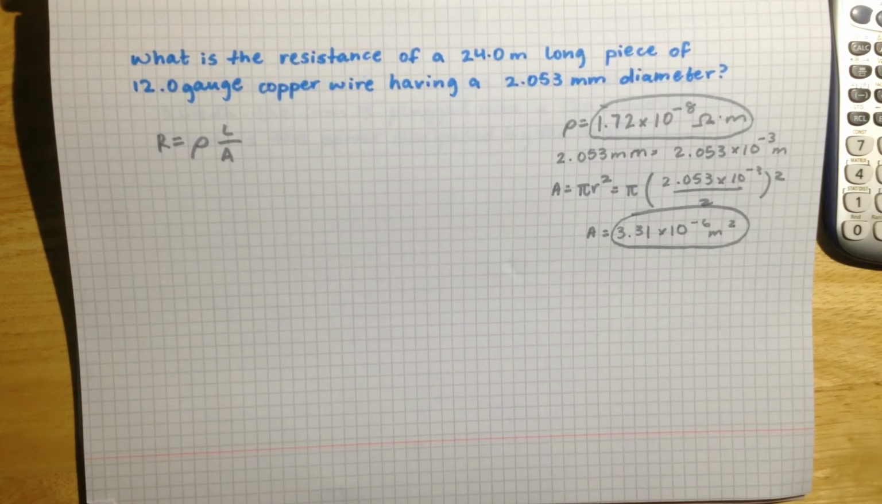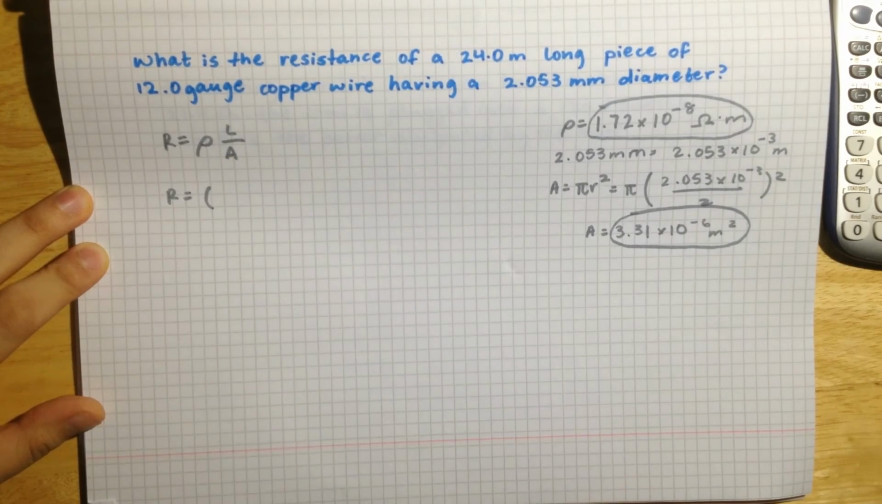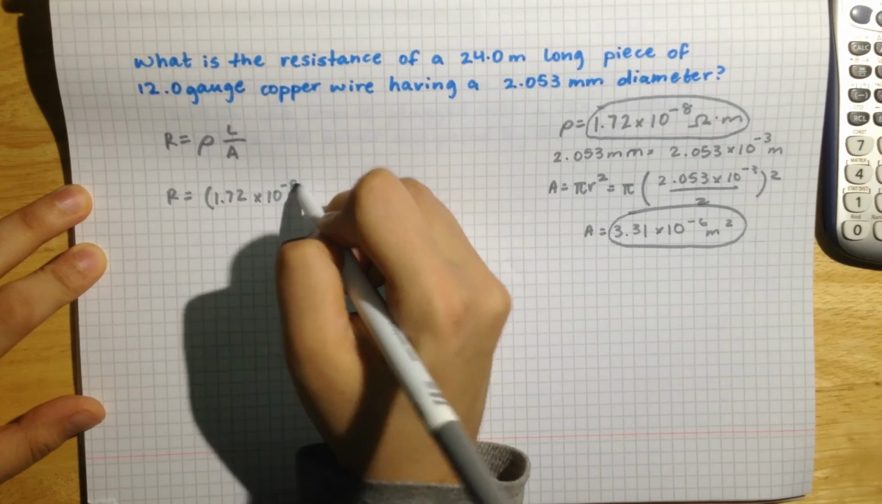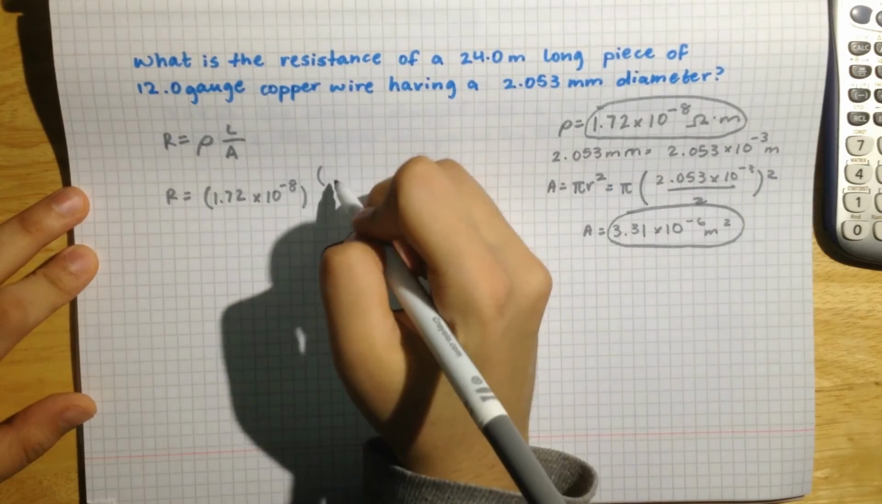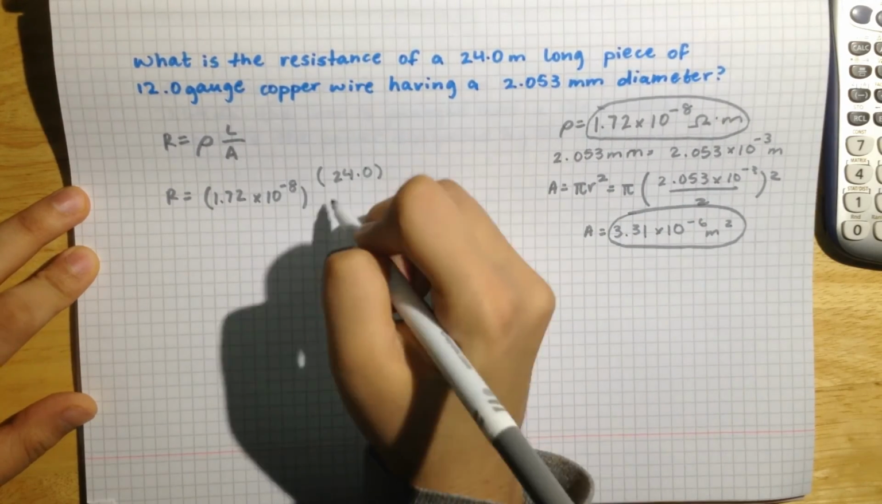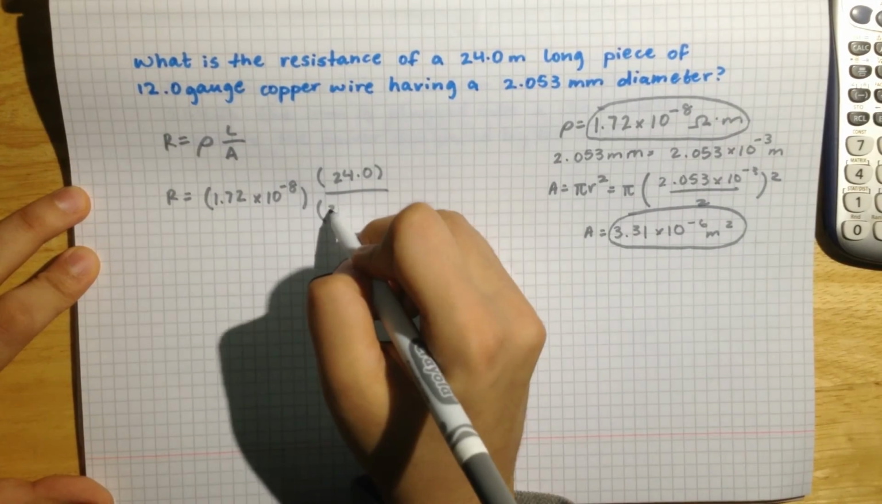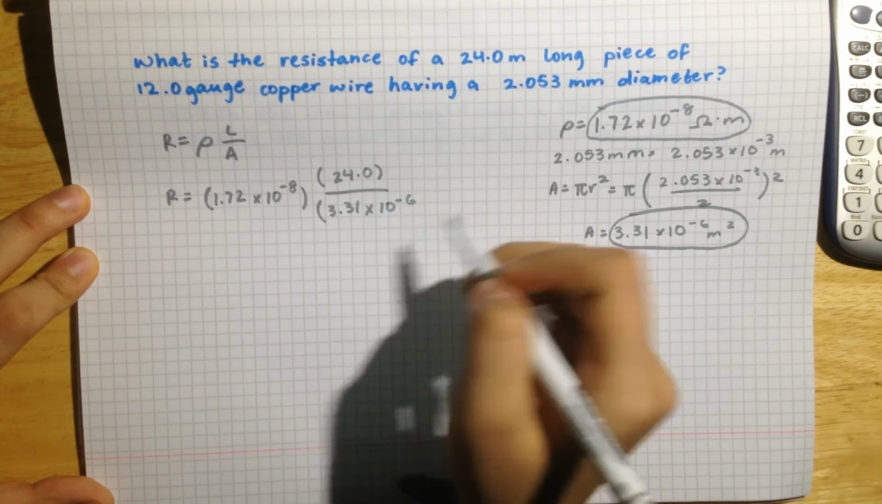So now that we have gotten those out of the way, we can start plugging in our information to find the resistance of this copper wire that they have given us. So R equals the resistivity, 1.72 times 10 to the negative 8th, times the length, which they have given us already in meters, so 24.0 meters, divided by the area, which we calculated in meters squared, 3.31 times 10 to the negative 6.